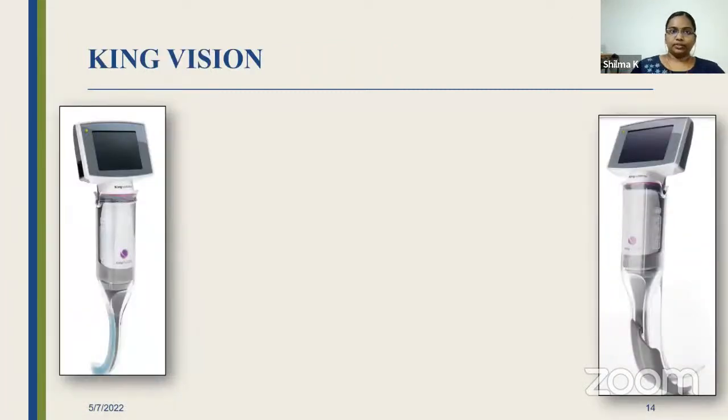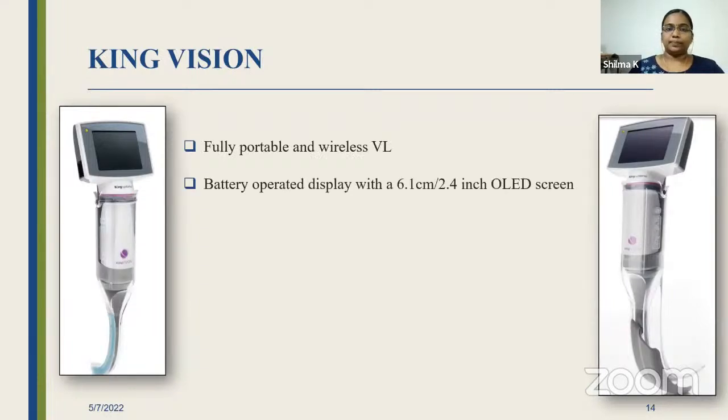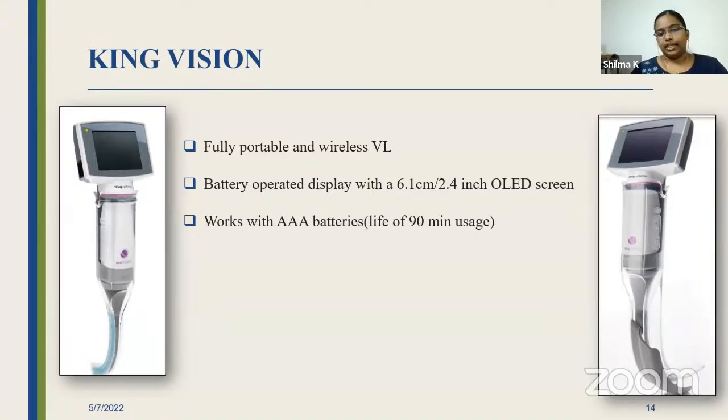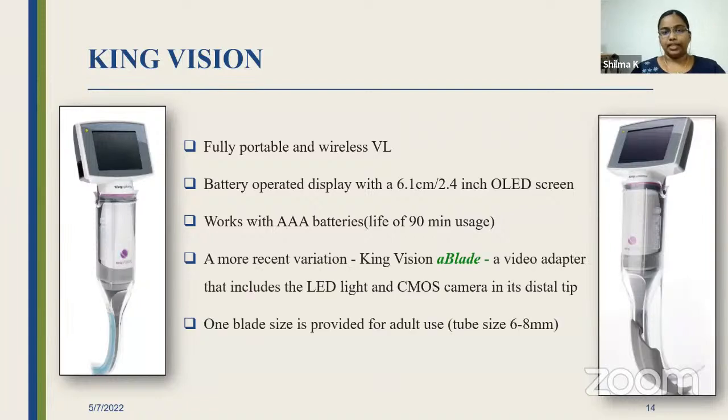Next, about the King Vision. It's a fully portable and wireless video laryngoscope. It's a battery operated display with a 2.4-inch organic LED screen. It works with AAA batteries with a life of 90 minutes of usage. And a more recent variation, that is King Vision aBlade with a video adapter that includes an LED light and CMOS camera in its distal tip, is available. Only one blade size is provided for adult use, tube size of 6 to 8 millimeter. Clear single-use anti-fog-coated aBlades are also available.